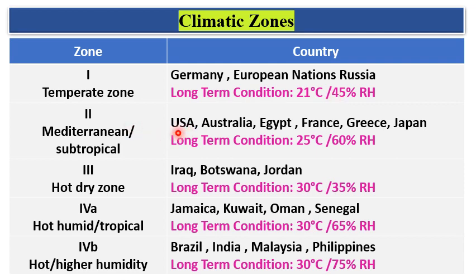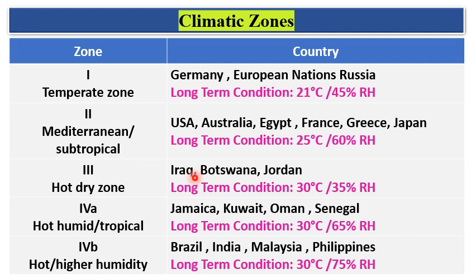Zone 2. In zone 2, USA is there, Japan is there. So as per this guideline, USA, Japan and European countries are there. Australia is also in zone 2. Egypt, France, Greece, Japan. All these have the long term condition of 25 degrees Celsius and 60% RH.